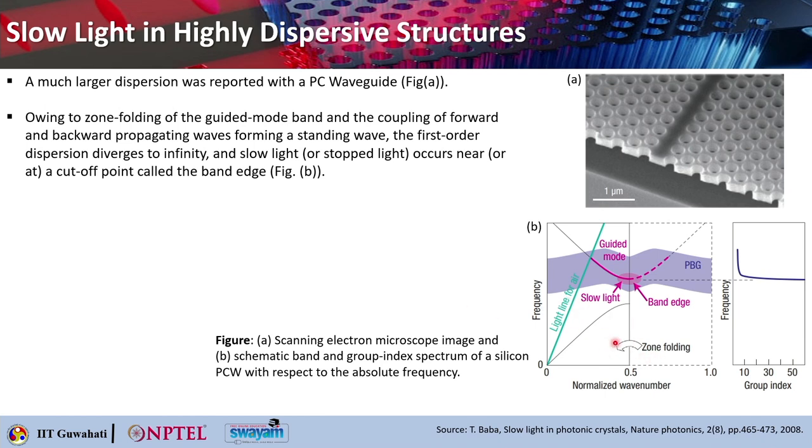So what you see there is zone folding. Only this part is calculated, and this will be the folded version of it, that we have seen earlier also.